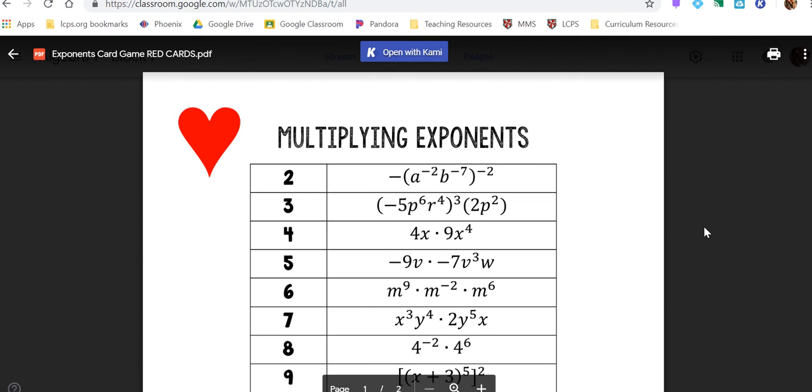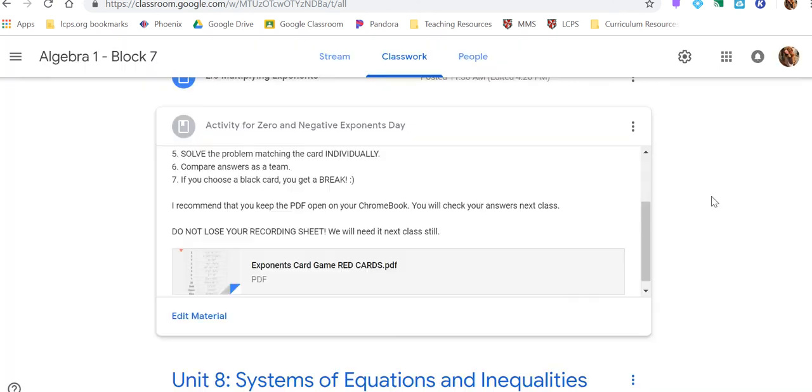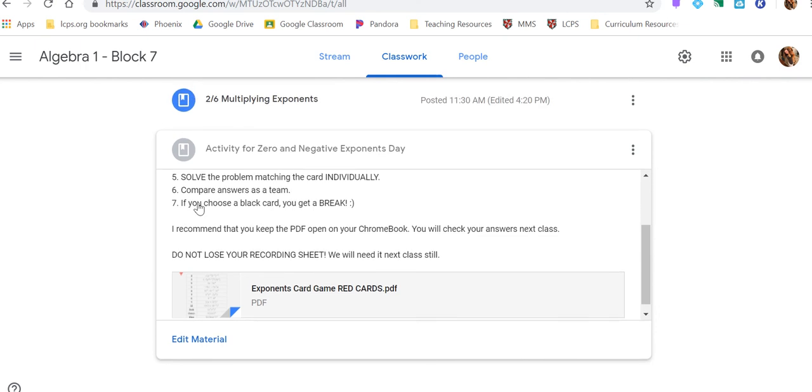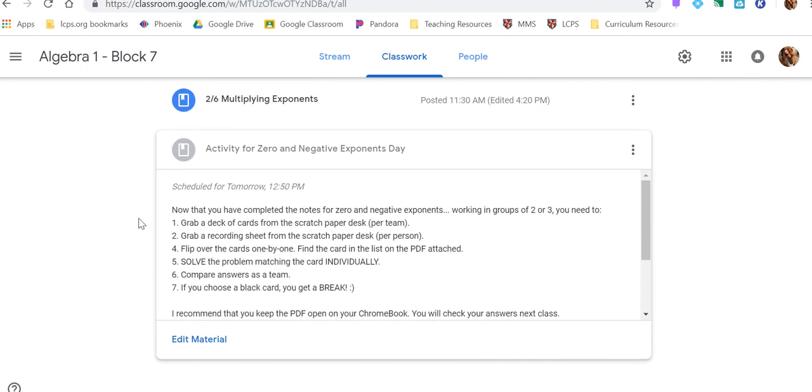And so you'll be going through the deck again next class. So we will be continuing this, meaning do not lose your recording sheet, because then you will have to start over. The teammate that gets the most answers correct next class will get candy. So take your time. You can use your notes to help you if you need to, but you are competing against your group members. If you have questions, you can play this part of the video again, but the sub should be clear on what we're doing. And so this is what you're doing for the rest of class.